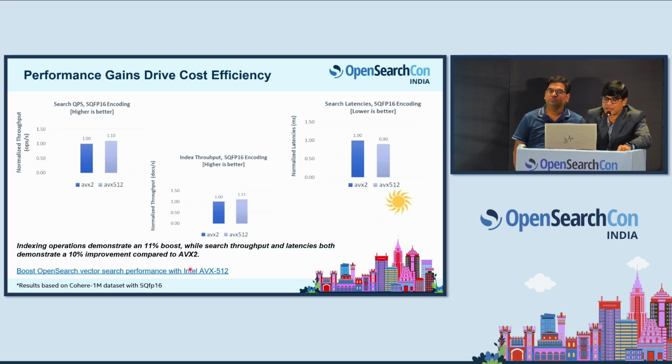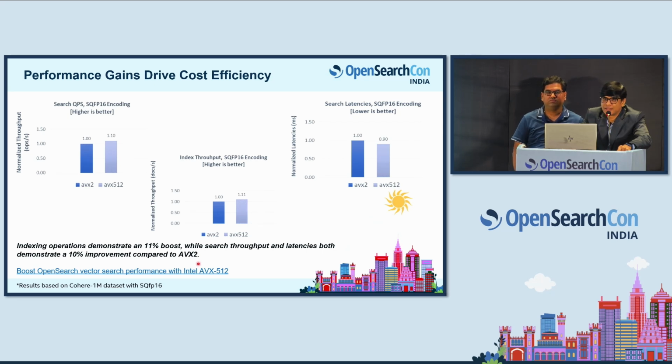We have seen an 11% boost in index operations, while search throughput and latency both demonstrated a 10% improvement compared to AVX2. Okay, quite significant for us. At least I feel that it is worth trying this optimization. If you have an opportunity in your workspace, certainly something that you can think of, right?